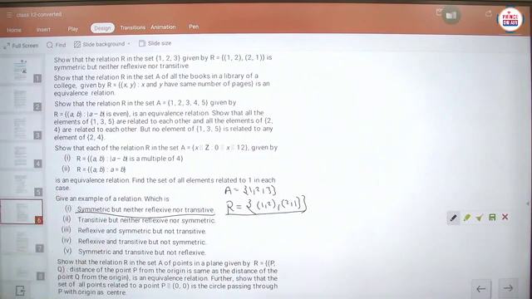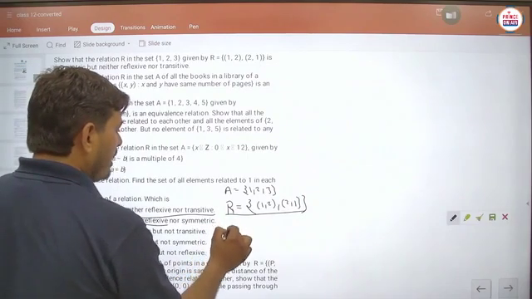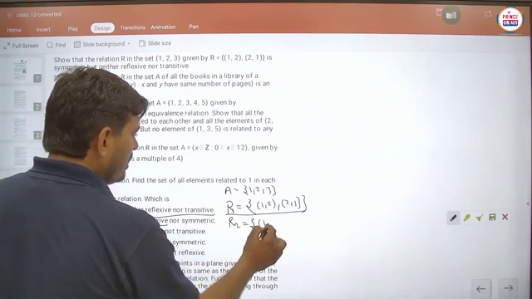Similarly, for the remaining part, transitive but neither reflexive nor symmetric, students, you can easily write down the relation. Suppose any relation R2 on the set A, we only have to write 1 2.